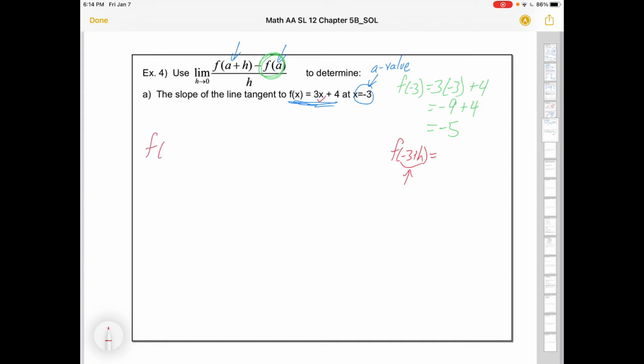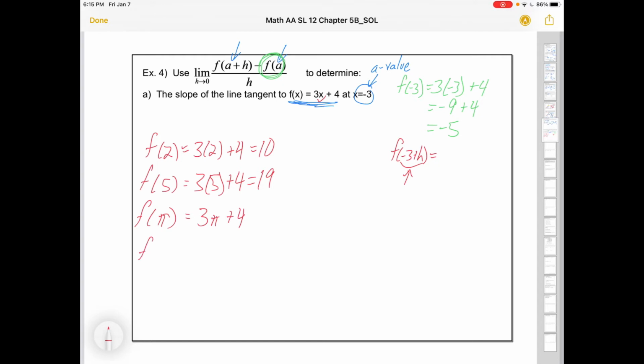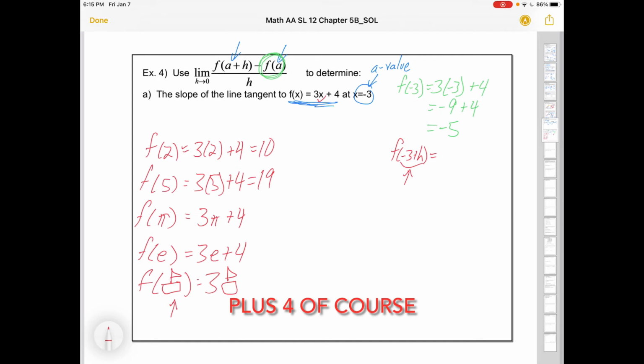If I asked you for f of 2, you'd know I put 2 in for x and you'd work it out. If I told you f of 5, you'd know to put in 5 for x and work it out, and we get 19. If I told you to put in pi, you'd put in pi. You'd get something. If we had to put in e, you'd put in e. If we said f of a sailboat, well, that's just what we'd put in for x. Whatever we're saying over here in these brackets, that's what we're putting in for x.